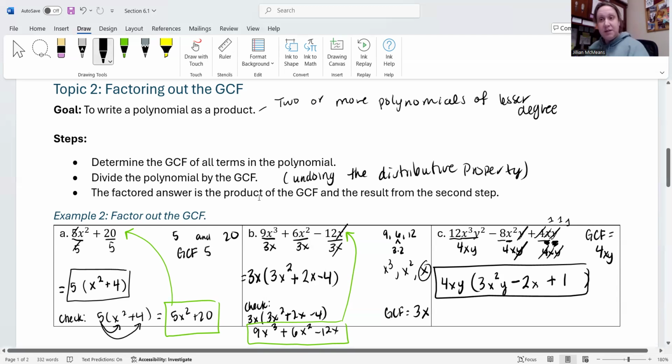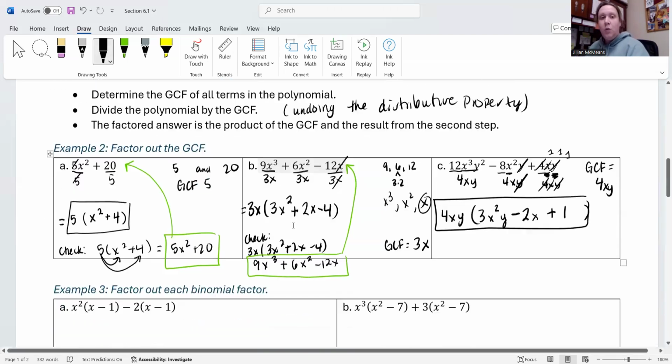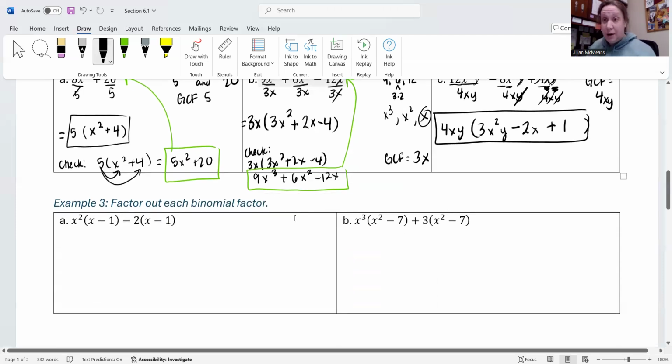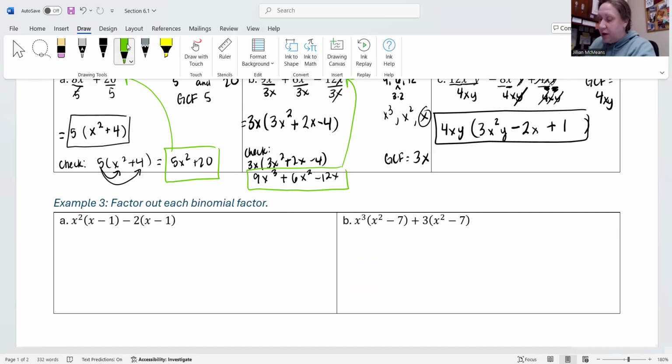But there is going to be something that we talk about in just a bit where what we're going to be factoring out is a binomial. So let's practice that really quick. So for example 3, it says factor out each binomial factor. So please notice, if we look at part A, what's common to these two terms is x minus 1.